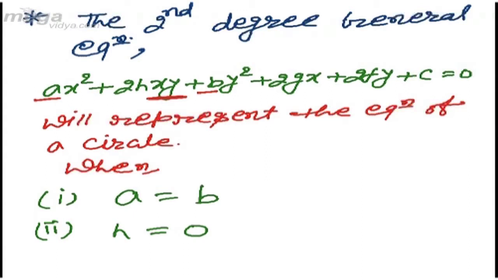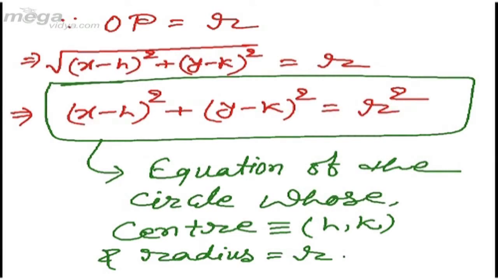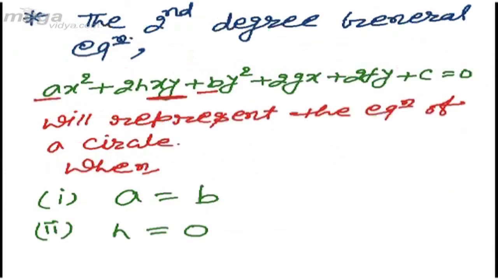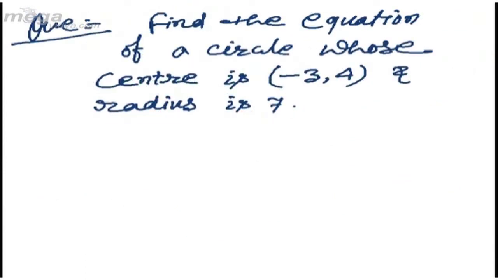Now student, I am taking some questions, some examples which are based on all of these formulas. One is this, one is this, and one is this. So student, the question is, find the equation of a circle whose center is minus 3 comma 4 and the radius is 7.